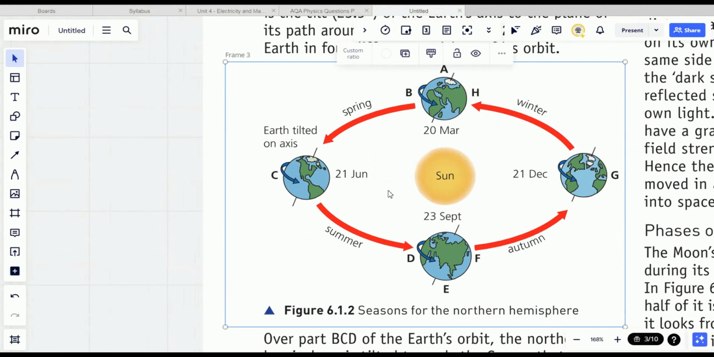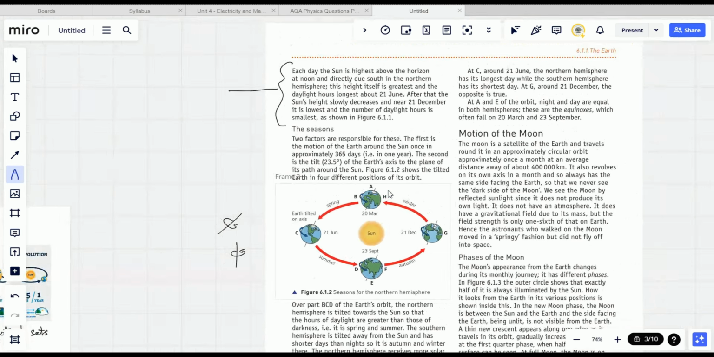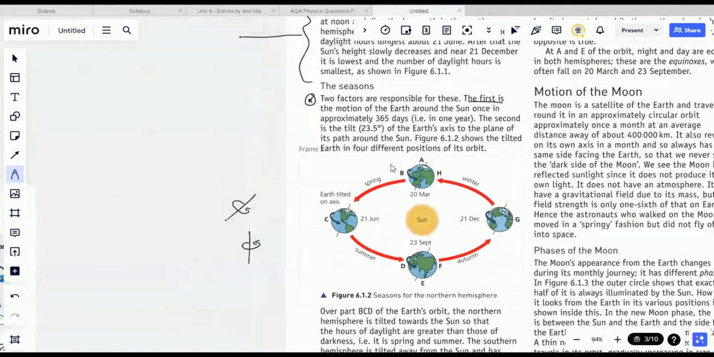The axis of the Earth is tilted. It's revolving like this in this direction. Okay, it's not like this. Do you guys get this part? So you need to remember this as well. Now let's talk about these tilts. The two factors responsible are, first, the motion of the Earth around the Sun once in approximately 365 days, and the second reason is the tilt of the Earth, which causes the seasons.